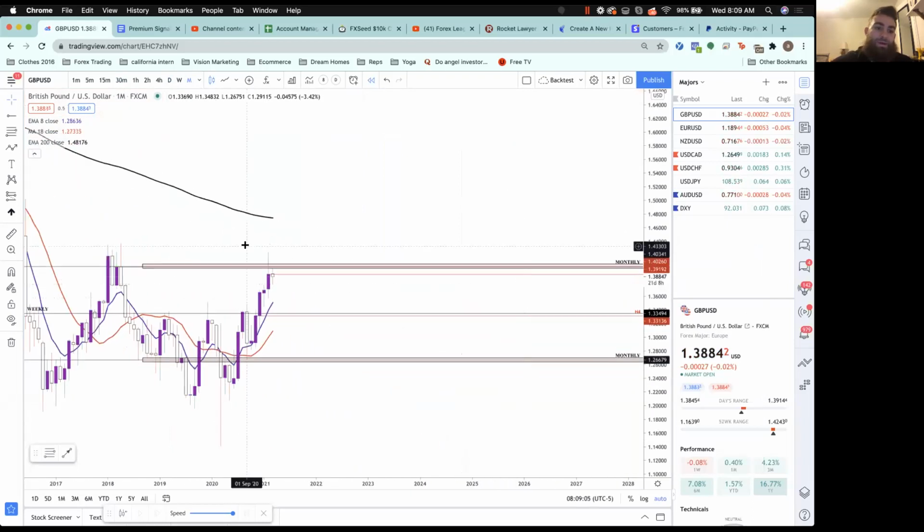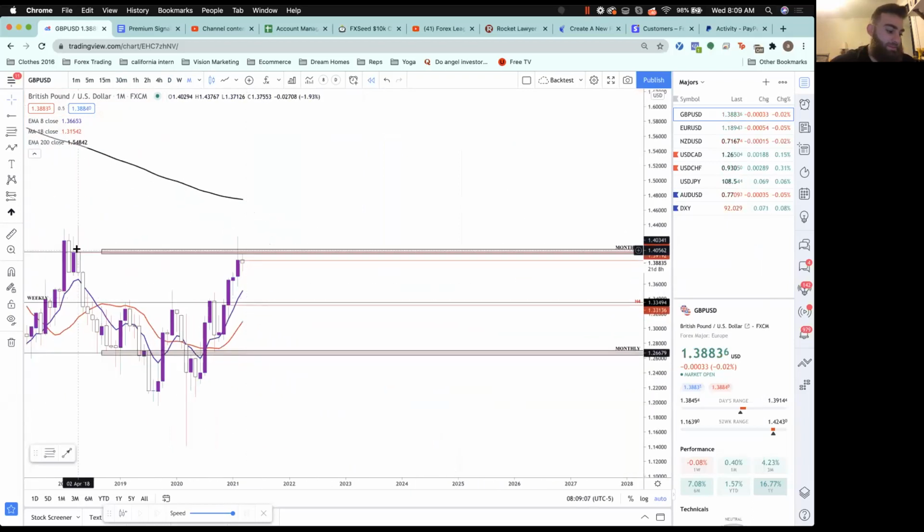Clearly we're testing a key resistance at 140,500, this level, and it was already respected with this long wick. But clearly this thing is bullish: broke resistance, retested, pushed up.